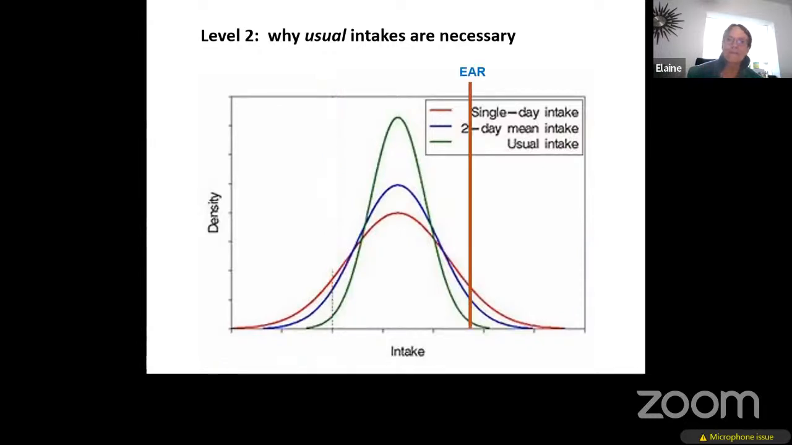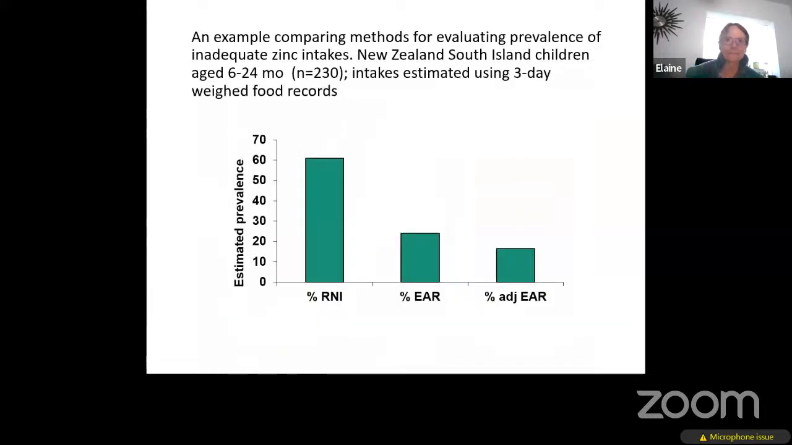Or if the EAR was here, it would be the opposite. So here we would be saying about 98% are at risk of inadequate intake if we had usual intake distribution. But if we only had 1 day, we'd only be estimating, let's say, 80% were at risk. So we'd be underestimating the percentage at risk. So this is where not having usual intake is problematic.